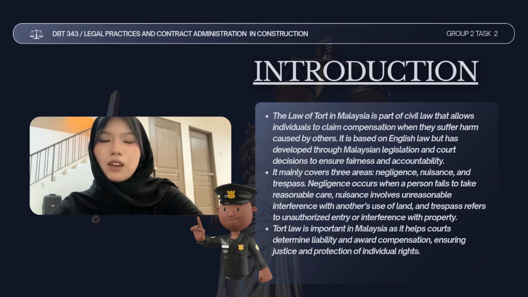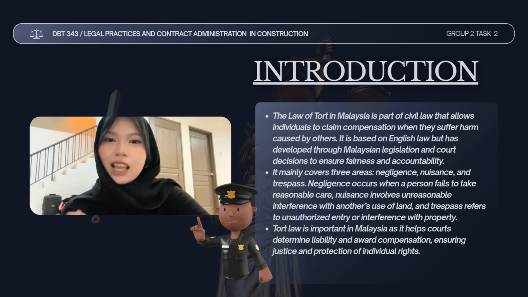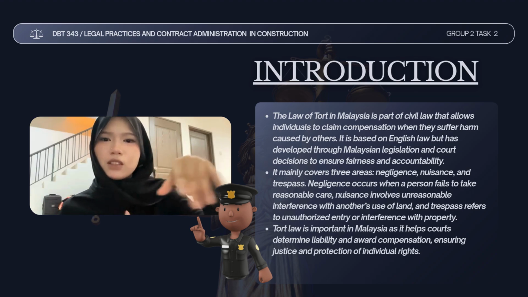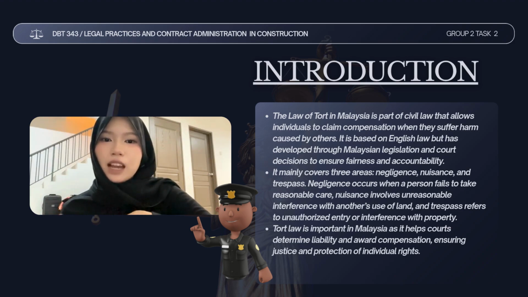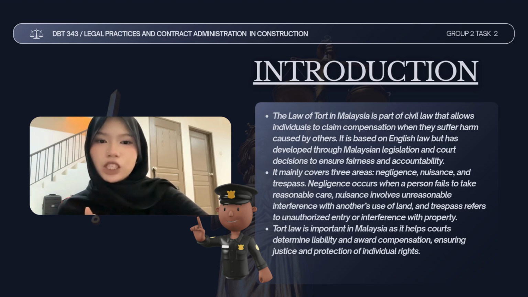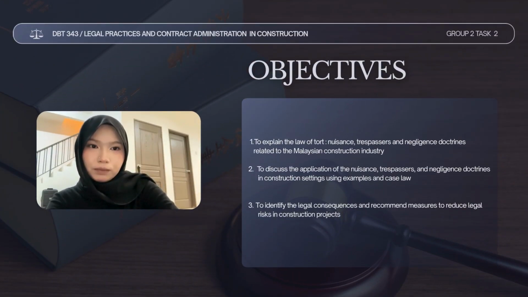It mainly covers these areas, which is negligence, nuisance, and trespass. So negligence occurs when a person fails to take reasonable care, and nuisance involves unreasonable interference with another's use of land, and trespass refers to unauthorized entry or interference with property. So tort law is important in Malaysia as it helps courts to determine liability and award compensation, ensuring justice and protection of individuals' rights.